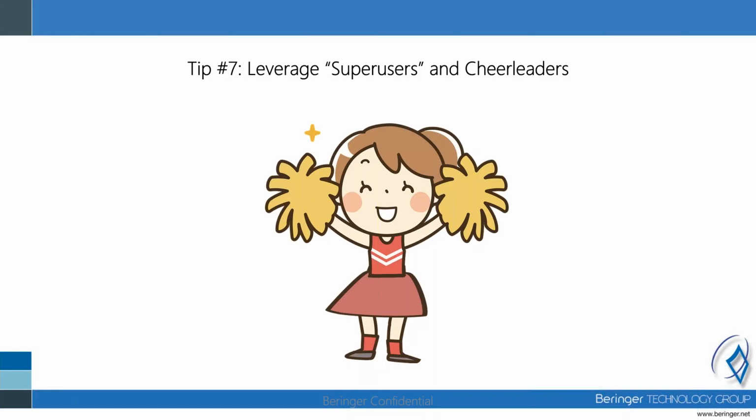Tip number 7, leverage your super users and cheerleaders. A super user is typically an employee who is enthusiastic in learning and advocating the benefits of a new system. Super users should be included or engaged by the project team to assist with training and communications. During the project, some team members will become cheerleaders for the project, embracing change and offering support. The project team should be on the lookout for these employees and have a plan to leverage their enthusiasm and empower their knowledge to help others.